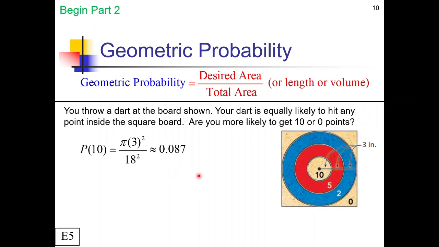So with that in mind, pause the video and see now if you can figure out the geometric probability of hitting one of these corner pieces. All right, let's see how that worked out.